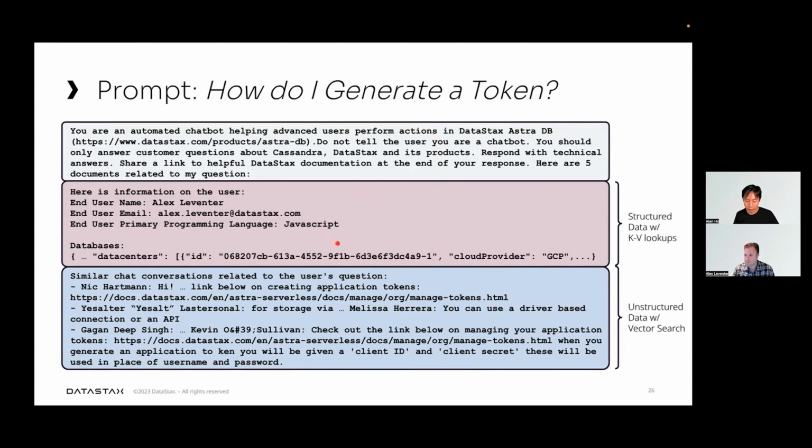Now we also provide information about the user and some of the databases that the person has created. These are just regular key value pair lookups in Cassandra, nothing fancy here. And then we have a bunch of unstructured data. In this case, we're showing similar chat history conversations with this user. And you can see over here, there are 3 different conversations with various folks like Melissa, who's one of our chat support reps, who gives answers on how to connect to a particular API for generating a token.